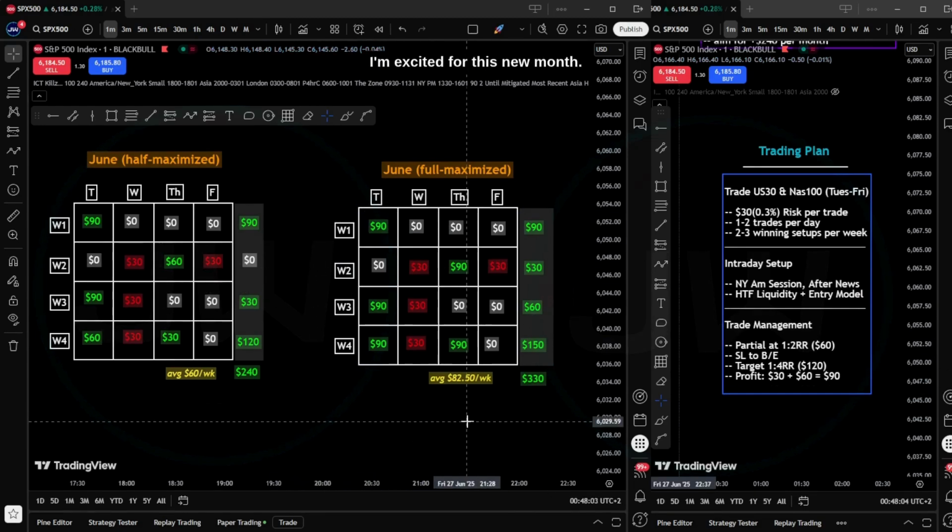So I hope you guys are excited. I'm excited for this new month. I'm excited to try this new plan. And yeah, all the best of luck for trading, especially with this NFP week.